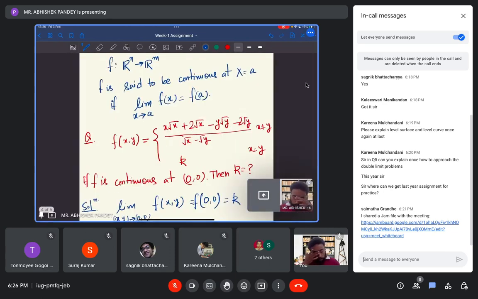So for f to be continuous, this k has to be 2. Okay, is it clear to everyone?